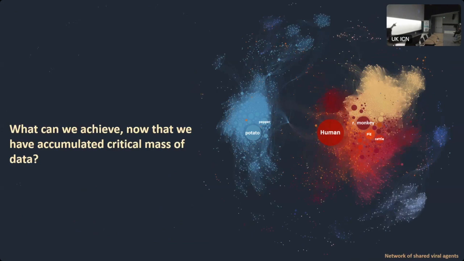If you look at the picture here, that was the state of viruses pre-coronavirus, the sharing of viruses between species. As you can see, we know a lot about humans. We know a lot about the animals we eat and the plants we eat. We know some information about primates because we use them in research. But beyond that, we know almost nothing. However, this data is now a critical mass that we can do something with.